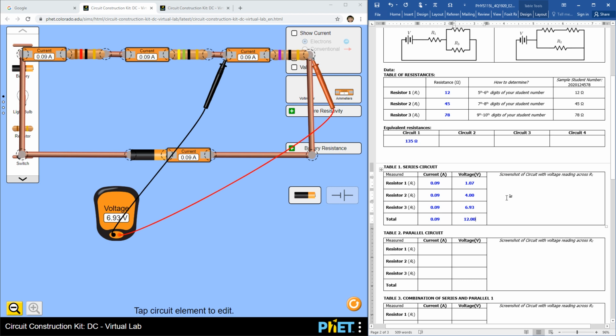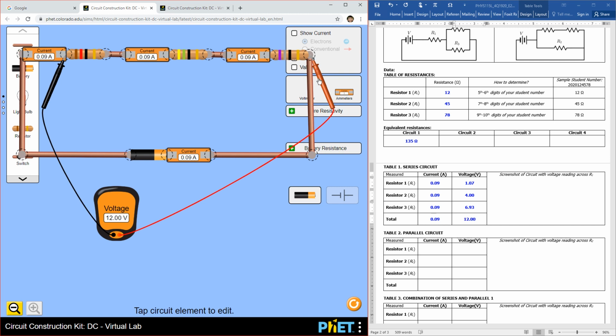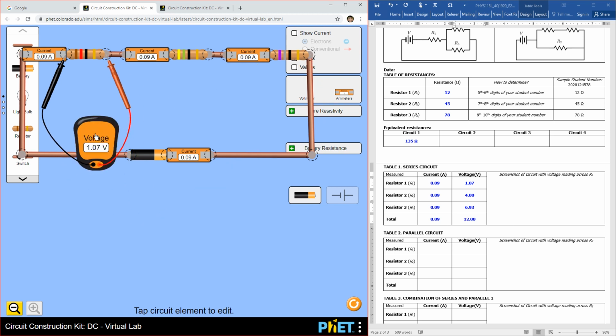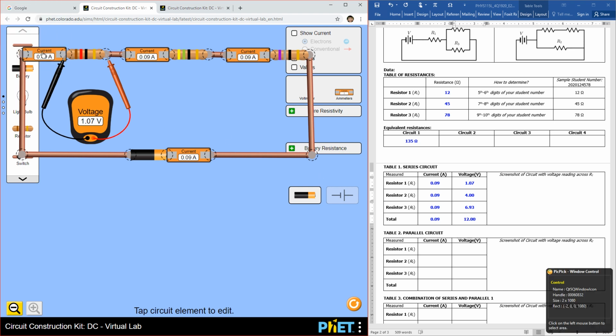Now on this side is the screenshot of the circuit with the voltage reading across R1. If you want to do that, you have to go back here. As long as you can see this reading of 1.07, take the screenshot. Again, you can use the snipping tool, so Control Shift S, and then you get your print screen. So Shift Print Screen.